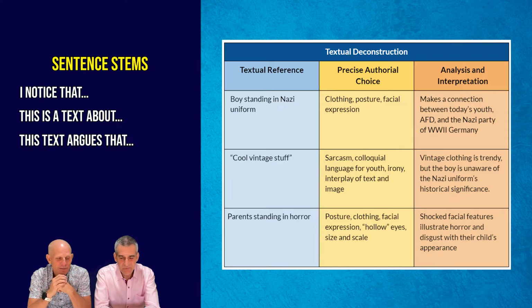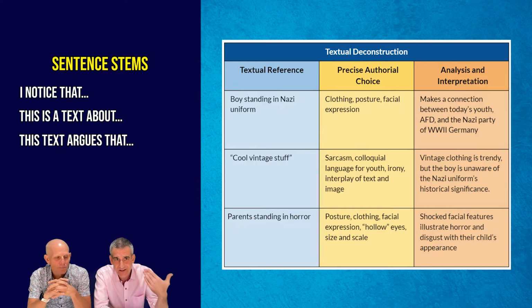I really was interested by that reference, cool vintage stuff. Of course, this is sarcasm, colloquial language, and irony, because this is not cool stuff, Mr. Giles. This is not trendy like the boy thinks. Rather, this should shock and horrify the reader of this boy's ignorance with the implications and what that uniform actually represents.